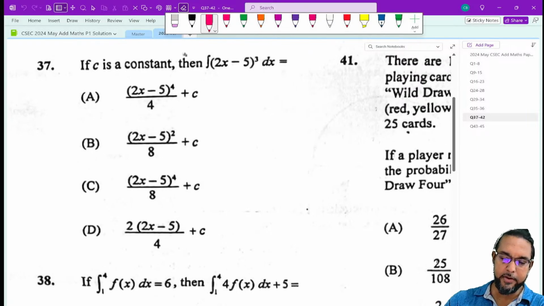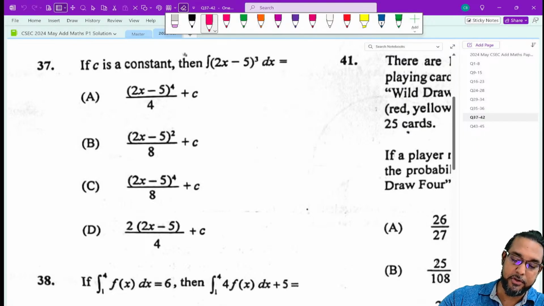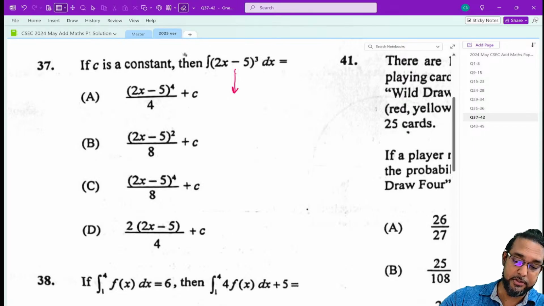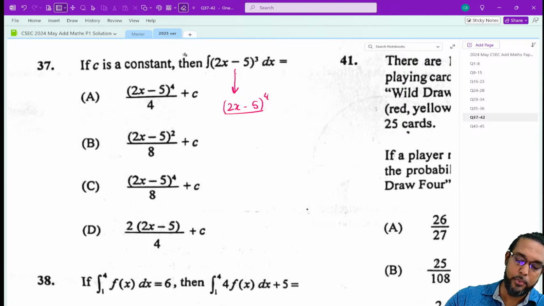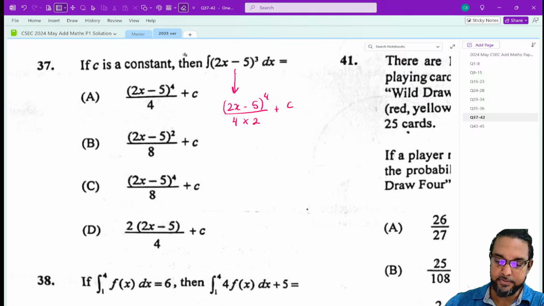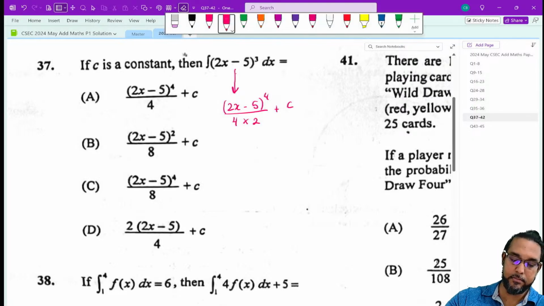Alright, let's take a look at this. If C is a constant, so the integral, it's basically the chain rule of integration, as I like to call it, only for linear functions, guys. If you have a power squared or minus something inside, it doesn't work. So what do we do? We increase the index by 1. We divide by the new index and by the derivative of the core. So that's 2x minus 5 to the 4 over 8, then plus C. Yeah, that's option C, right?